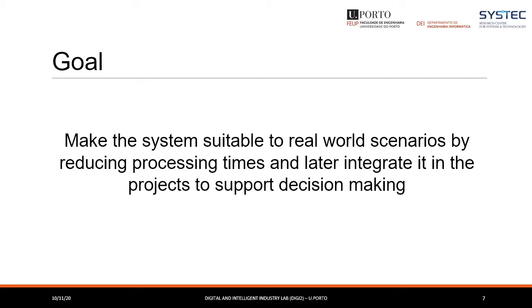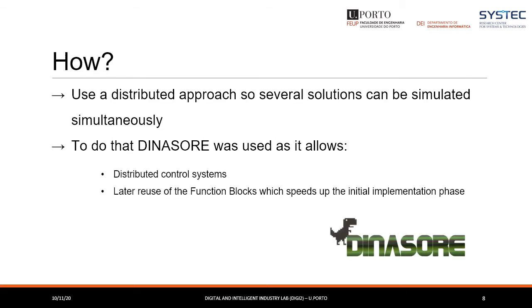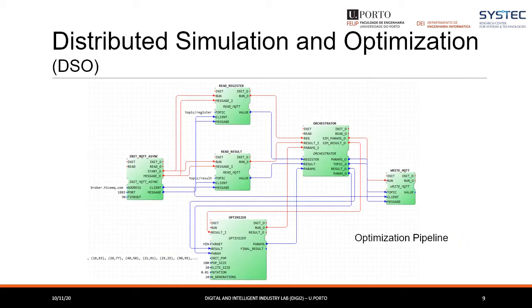And now that I briefly explained the optimization module, our goal is to make these systems suitable to real-world scenarios by reducing processing times and later integrating in the projects to support decision-making. So we are going to use a distributed approach, so several solutions can be simulated simultaneously, decreasing the processing time. And to do that, we are going to use Dinasore, since it allows distributed control systems and the later reuse of the function blocks. With Dinasore, two pipelines were already developed to solve the traveling salesman problem, and here we are seeing the optimization pipeline.